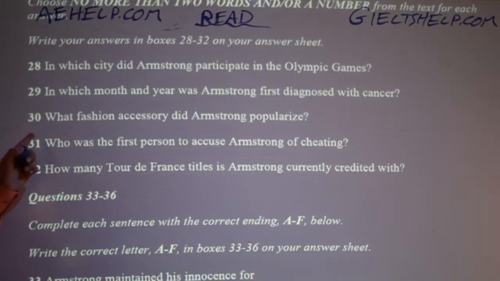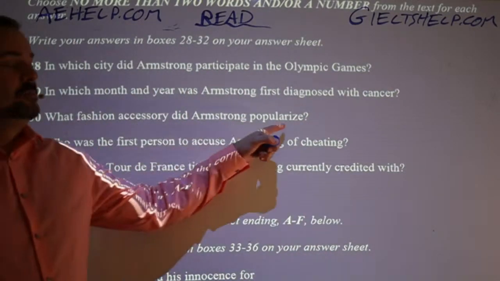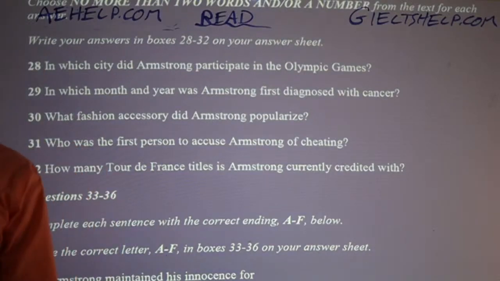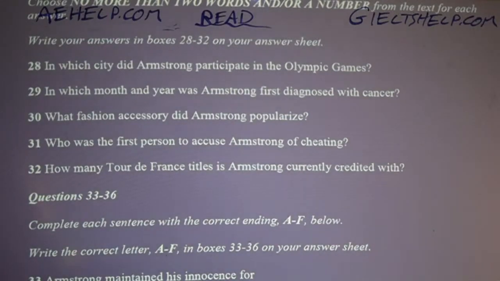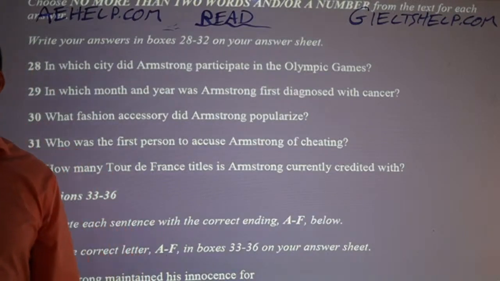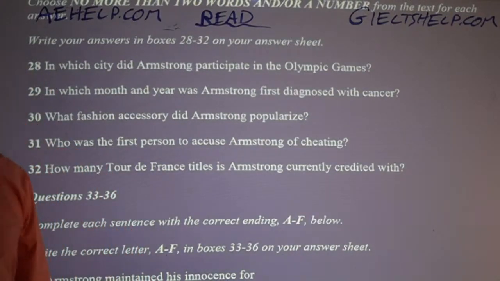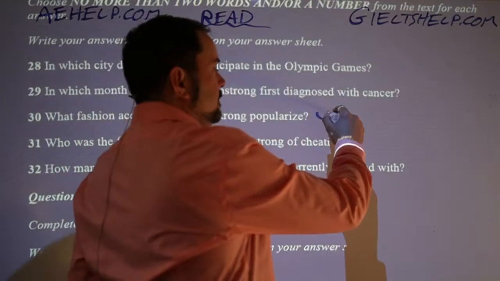Okay, what fashion accessory did Armstrong popularize? Alak, Arpit. So Alak says yellow bracelet. So again, number 30, that's not a question you should be searching for. Okay? You should know that. July says yellow bracelet, and bracelet is not enough.